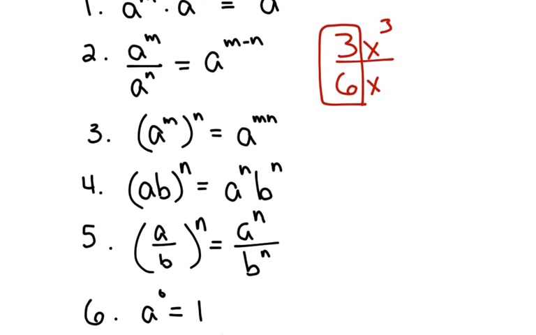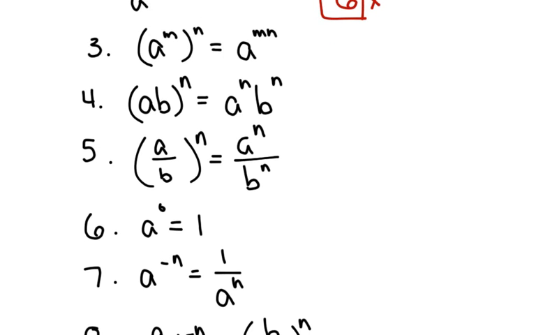Number 4 is the case where you distribute the exponent, as is number 5. You can distribute the exponent if what's going on in the parentheses is either multiplication or division, but not addition or subtraction. Law 6, anything to the 0 power is 1. If you don't believe me, try it out in your calculator. Put any number in the world in your calculator, decimal, fraction, whatever, positive, negative. Raise it to the 0 power and see what the calculator spits out.